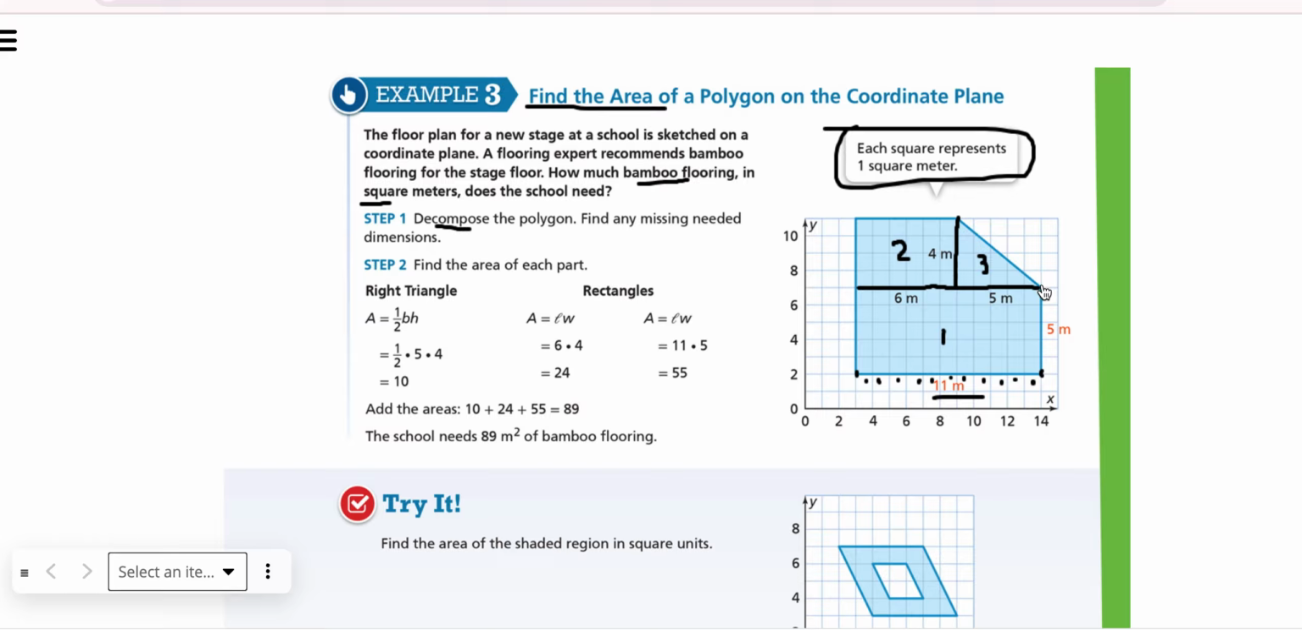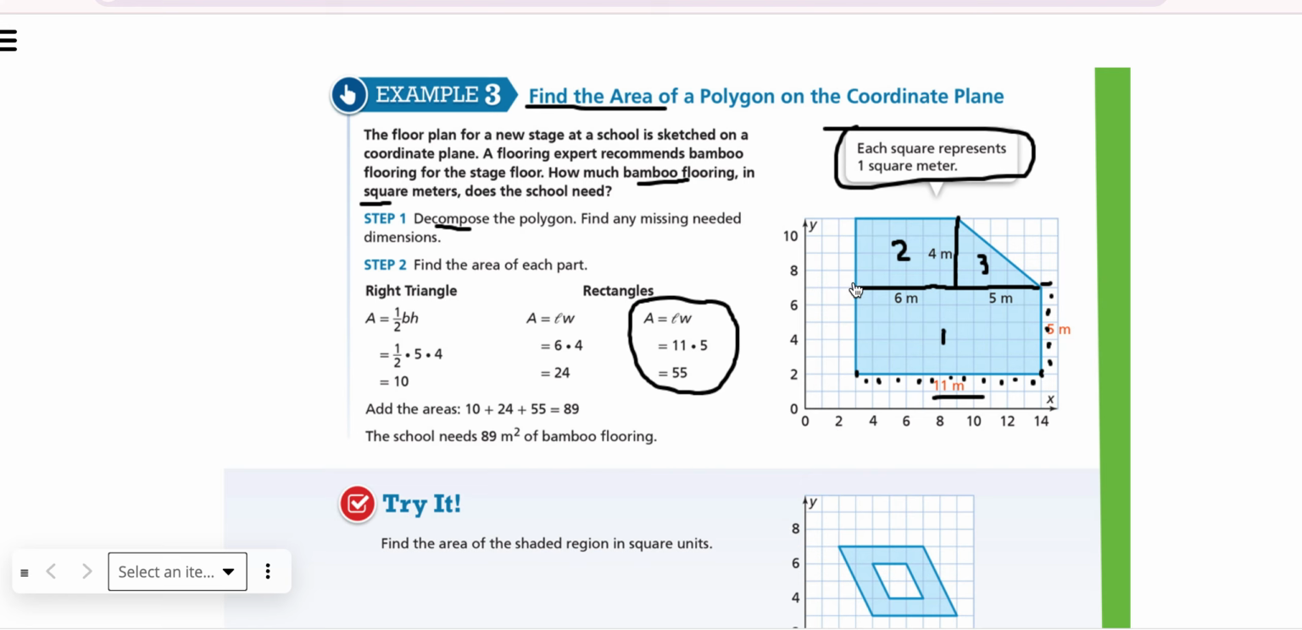And here, from here to here is 5. So we have 1, 2, 3, 4, 5. So this rectangle is 11 by 5, and they did it over here. 11 by 5 gives you 55. All right, let's look at this little one.